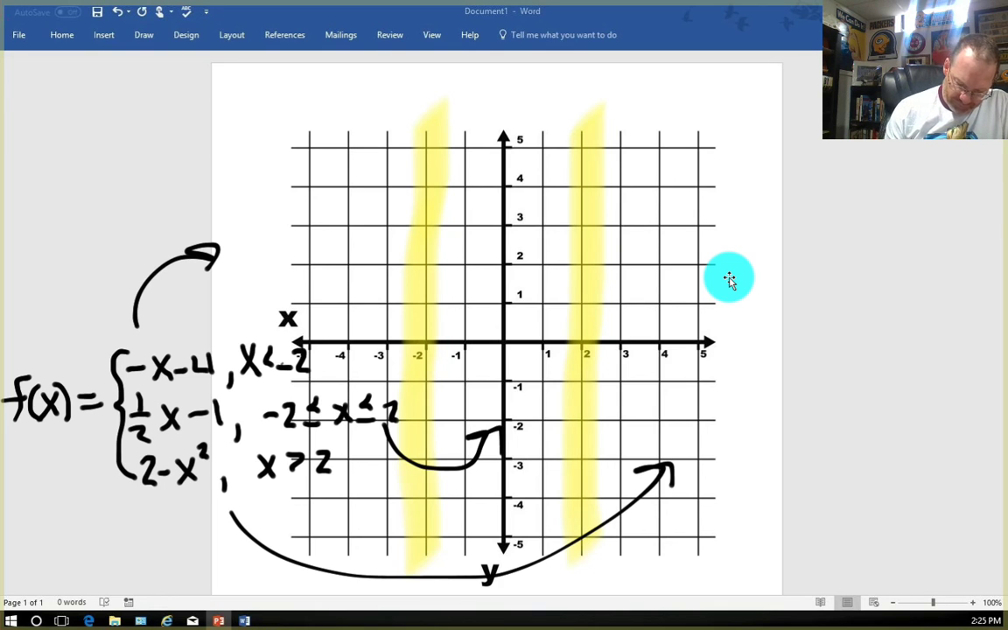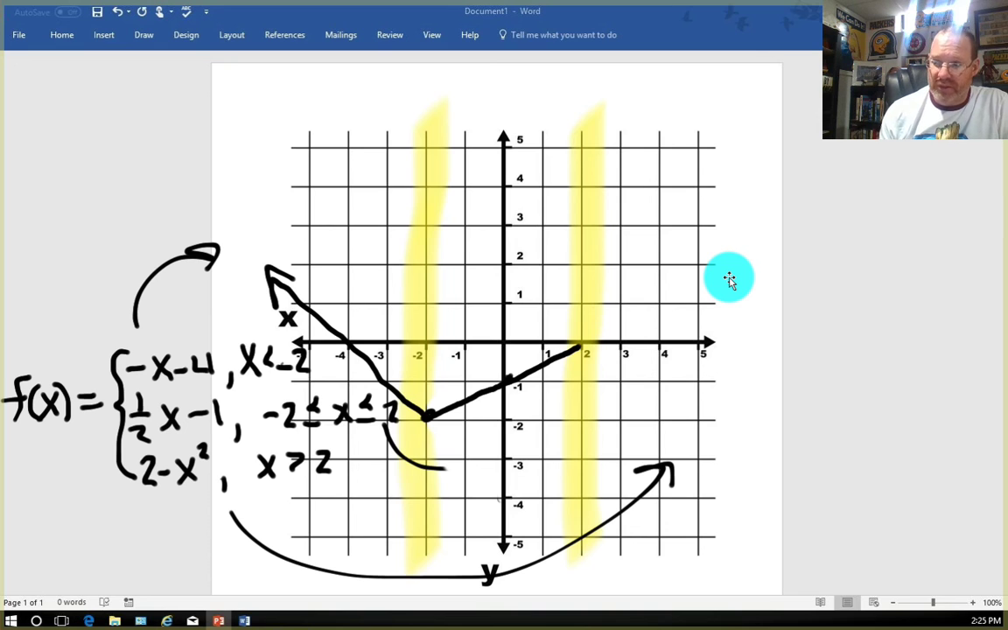-x minus 4. Okay, so -4 is right there. -x tells me that it's going to be going up like that. And of course, I don't need that part of it. Then 1/2 x minus 1. My intercept is right there. I'm going down 1 over 2, down 1 over 2. So now it's looking like that. They both touch right there, so I don't have to worry about an open circle or filled circle.